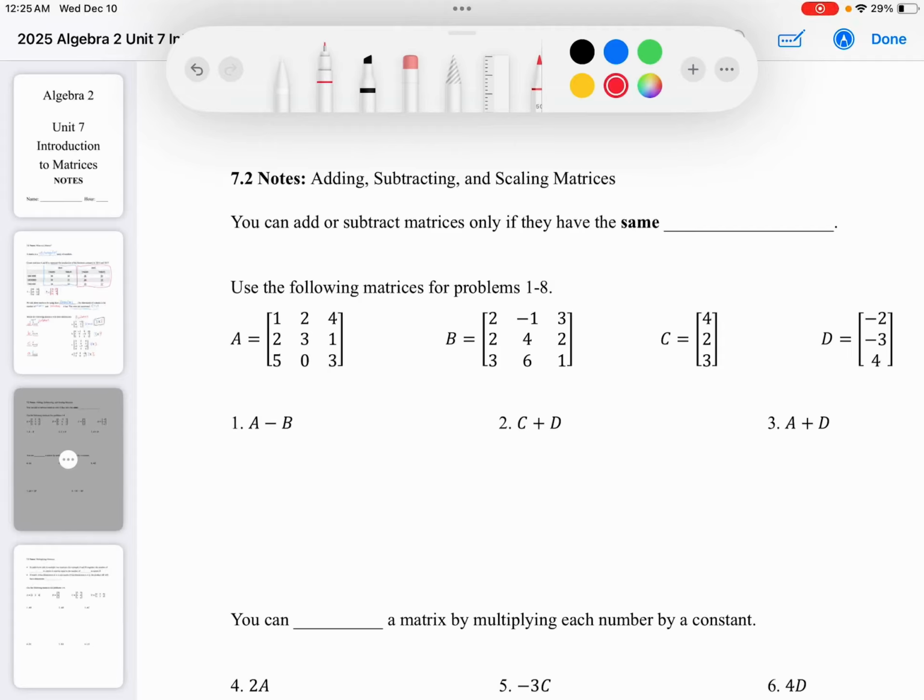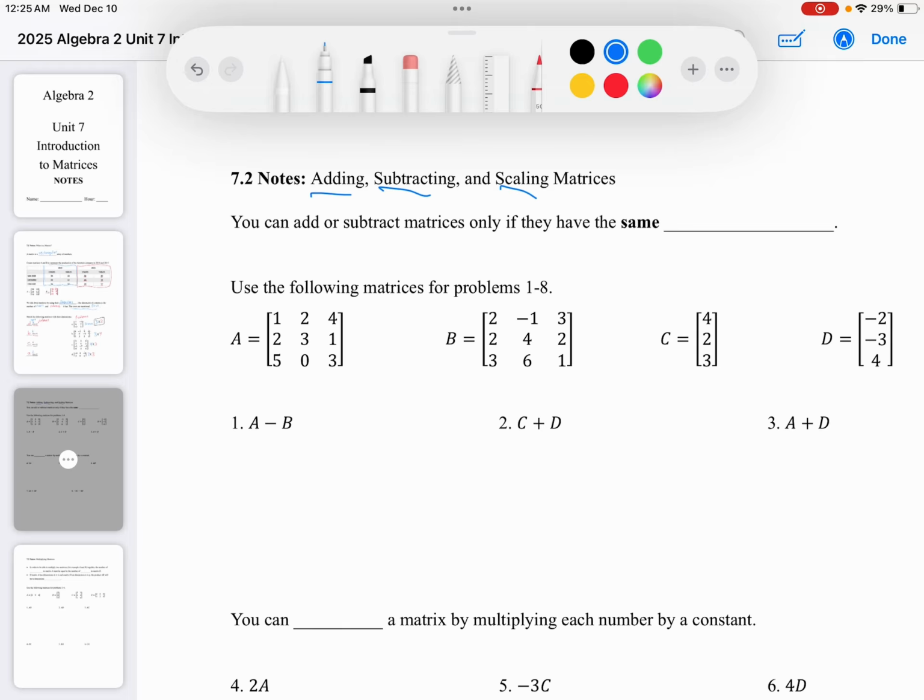Okay, so hopefully you've already watched the 7.1 video and finished your practice. If you haven't yet, pause this video, go back to 7.1 and do the practice for that before we move on. But in this 7.2, we're going to be looking at adding, subtracting, and scaling matrices.